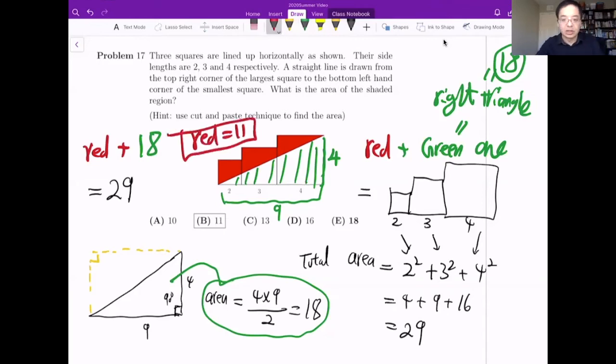Okay, so this is so-called cut and paste. Here we can say it's either way. I can say I cut the 3 squares into 2 parts. One is the red part, another one is the green part, right? We can easily calculate 3 squares, and we can calculate the green part easily. And then we just use the subtraction. We get the red one, right?